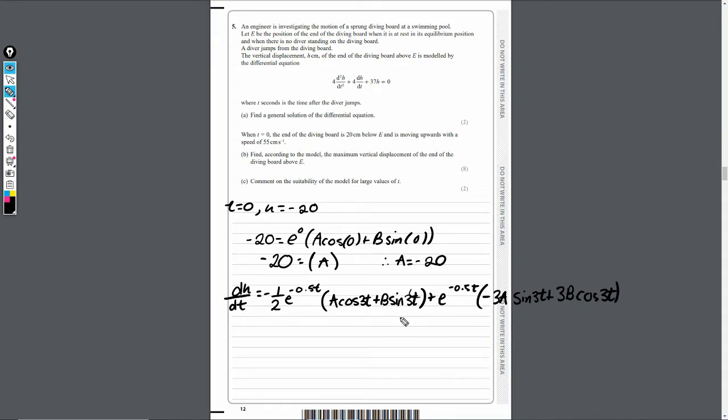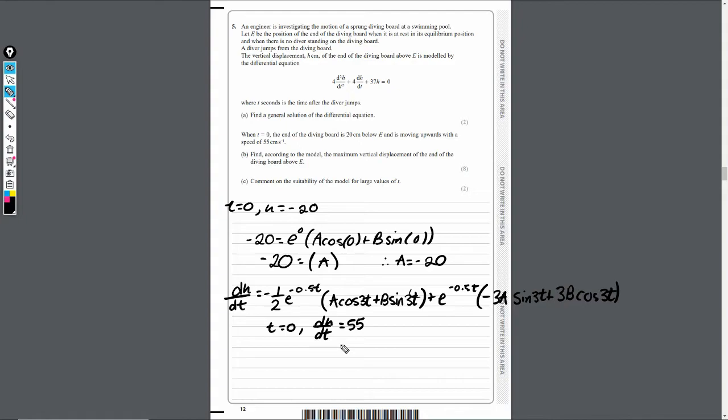That's my speed. So we can now use the fact that when t is equal to 0, okay, the differential here, so dh by dt, is equal to 55. That's what we've been told. The speed is equal to 55 centimeters per second.